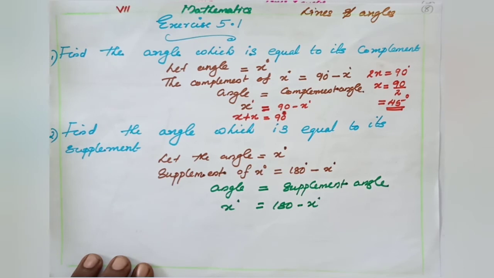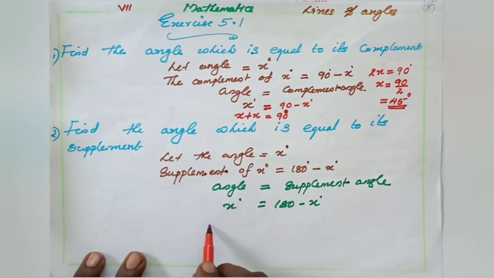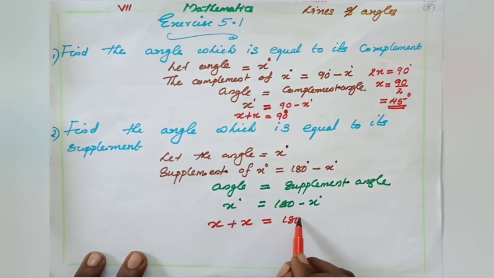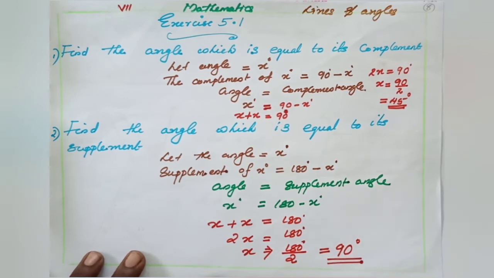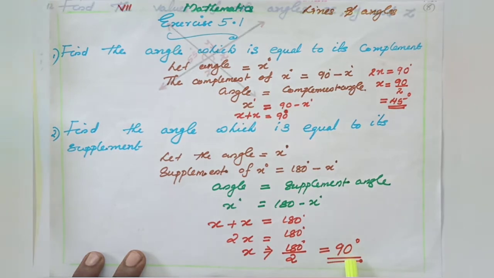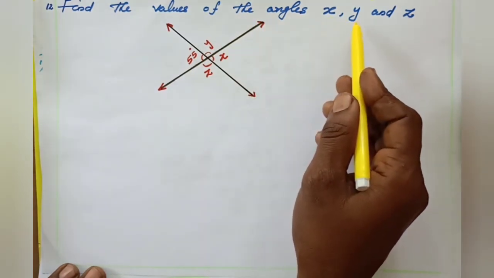For solving, take minus x from the right side to the left side. Change the sign: minus x is changed into plus x. So x plus x is 2x equal to 180 degree. Divide by 2, so we get the answer equal to 90 degree. That means the angle and its complement are equal. They are how much degree? 90 degree. Okay, listen. Find the value of the angles x, y and z.